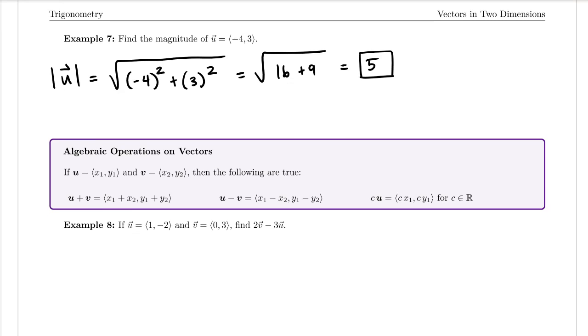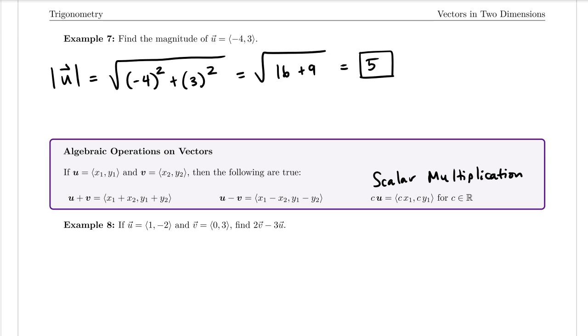So it turns out, again, in component form, we can add and subtract vectors, and we can also do something called scalar multiplication. So this thing here is called scalar multiplication, where we multiply a vector by, you guessed it, a scalar, where c is some real number. So using those properties, example 8 says, if vector u is equal to ⟨1, -2⟩, and vector v is equal to ⟨0, 3⟩, find the new vector 2 times vector v minus 3 times vector u.